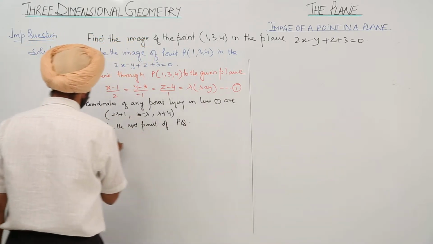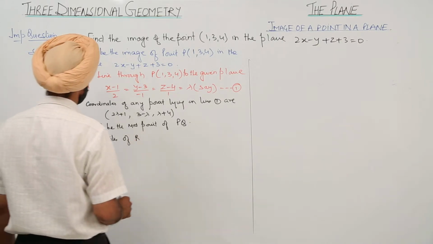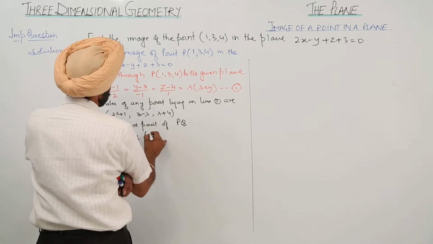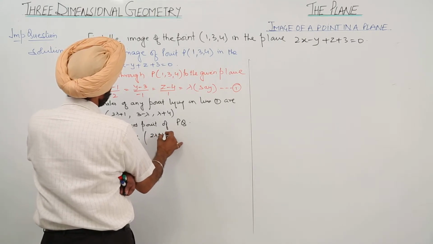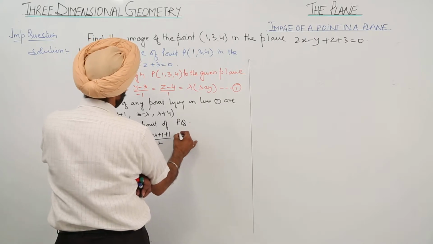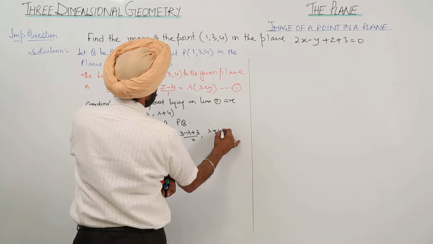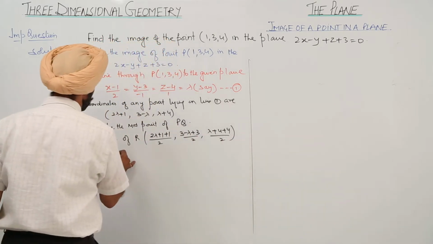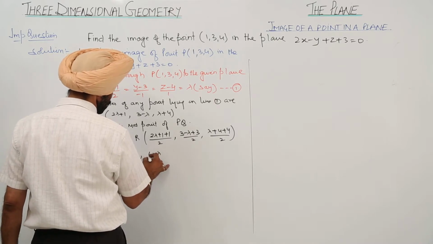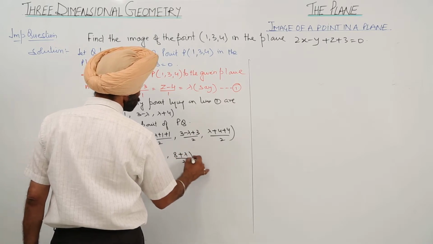Now, coordinates of R. Coordinates of R will be (2 lambda plus 1 plus 1) by 2, then (3 minus lambda plus 3) upon 2 and (lambda plus 4 plus 4) upon 2, or this can be written as lambda plus 1, then (6 minus lambda) upon 2 and (8 plus lambda) upon 2. So, these are the coordinates of R.